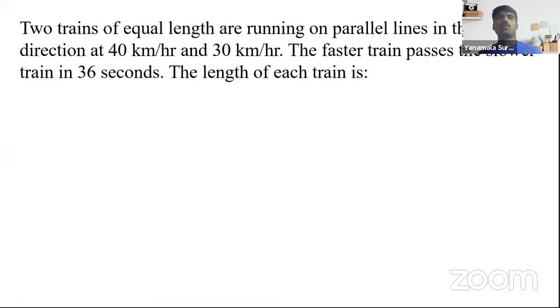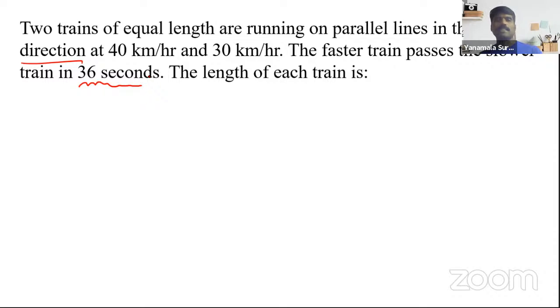Two trains of equal length are running parallel in the same direction. Same formula. At 40 kilometers per hour and 30 kilometers per hour, the faster train passes the slower train in 36 seconds. Now the thing they have given is the time taken by the two trains to completely cross each other, which is 36 seconds. Here clearly they mentioned that the faster train crossed the slower train. Exactly, it had taken 36 seconds.